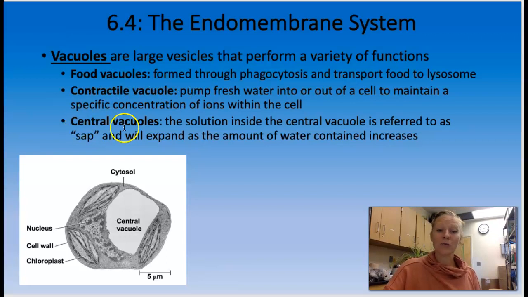And finally, central vacuoles. We have large central vacuoles in plant cells, and they're going to hold that stuff that we call sap. And so as the amount of sap or water within the plant expands, you're going to have a larger central vacuole. And as the sap decreases, you're going to have smaller central vacuoles. And that's it. That is our endomembrane system, and I hope that helps.